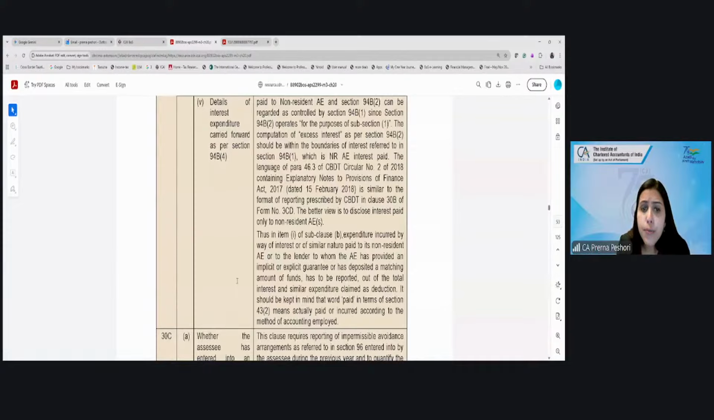Now, how will the auditor verify this? The auditor here will again look into whether there is any interest paid to these associated enterprises. He will obtain the list of the associated enterprises. He will see whether there is any interest paid and he will restrict it up to 30% of the EBITDA. Any questions, any doubt?